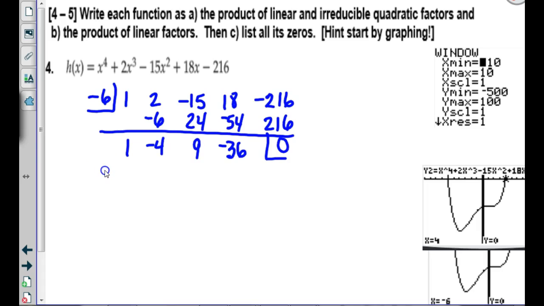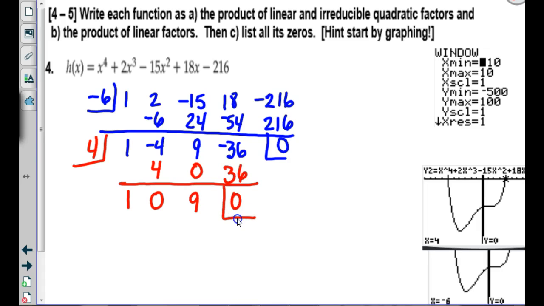Do not go back to the original polynomial. We're going to keep going with this depressed little polynomial here, poor little anxious thing, and put in a what? The positive 4, the other 0. Bring down the 1. 4 times 1 is 4. Add and we get 0. Multiply 0. Be careful. Add is 9, multiply.